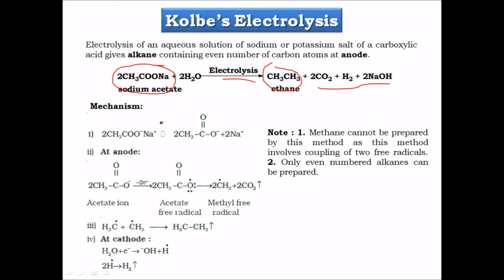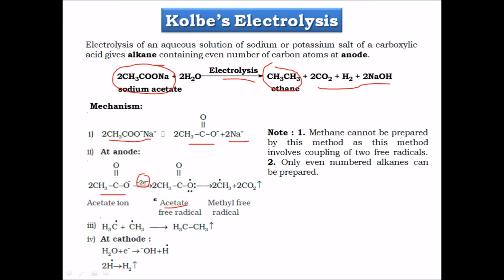The detailed mechanism for this reaction is as follows. In the first step, the sodium salt of the carboxylic acid, a strong electrolyte, dissociates to form acetate ion and sodium ion. Then during electrolysis, both ions start migrating towards the respective electrodes. The acetate ion migrates towards the anode, and at the anode oxidation takes place: it loses 1 electron to form the acetate free radical.